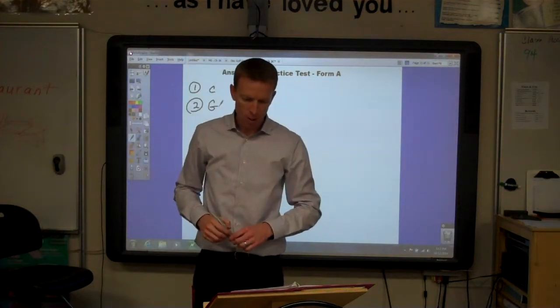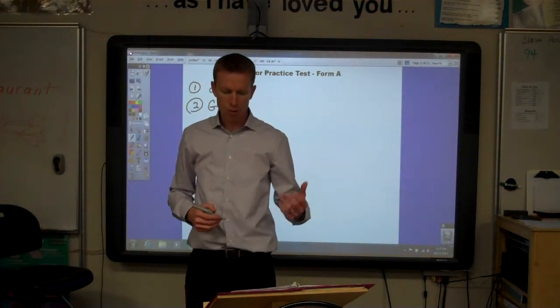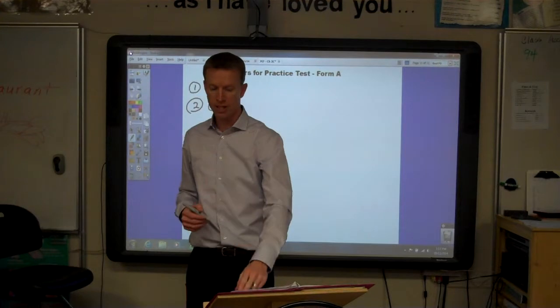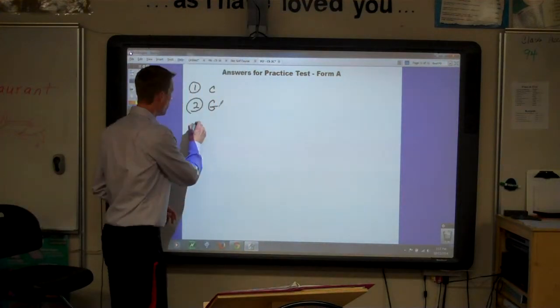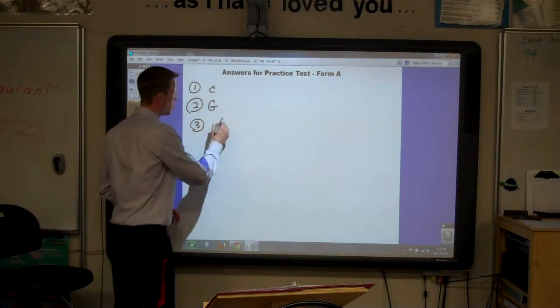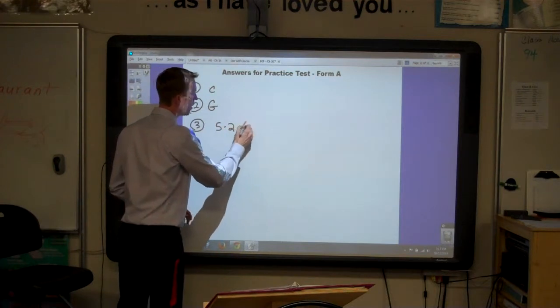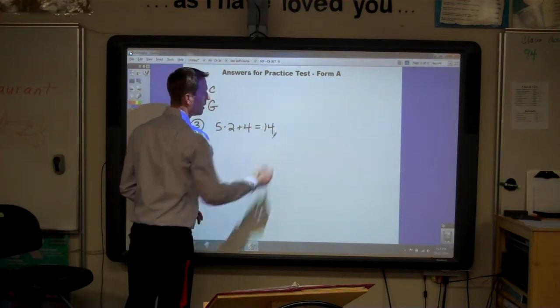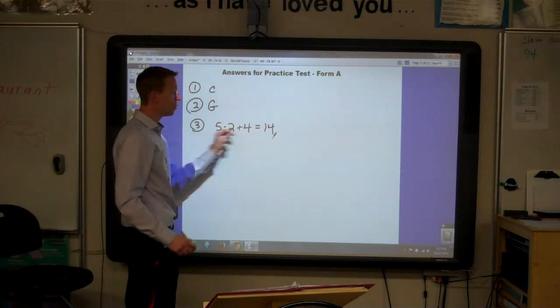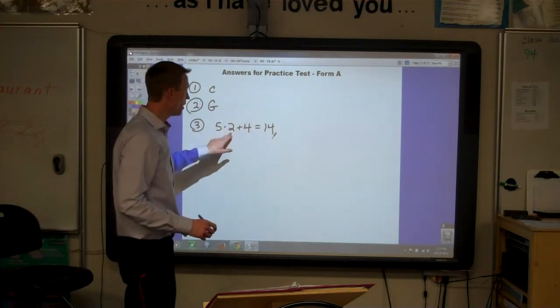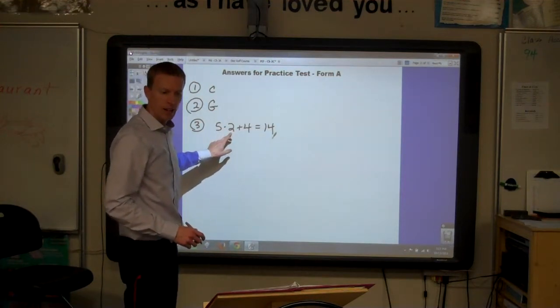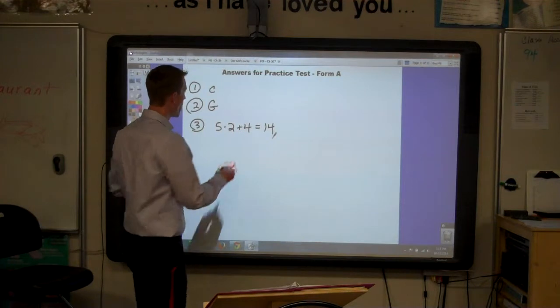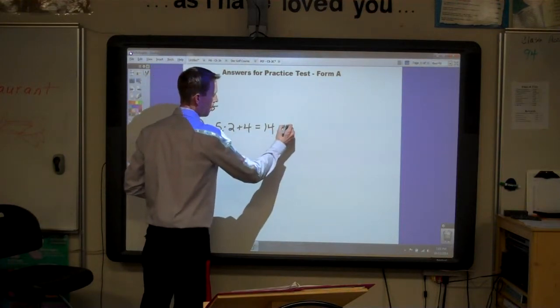Number three, which of the following solutions is true? This is a 2-point question because you had to show work. And so your work needs to show 5 times 2 plus 4 is 14. This is a true sentence. 2 is in place of x, and that's what makes it true. So A is the correct answer for that.